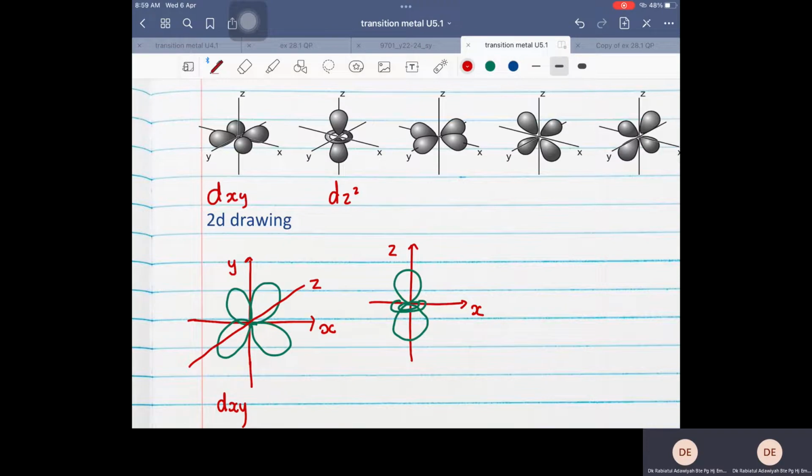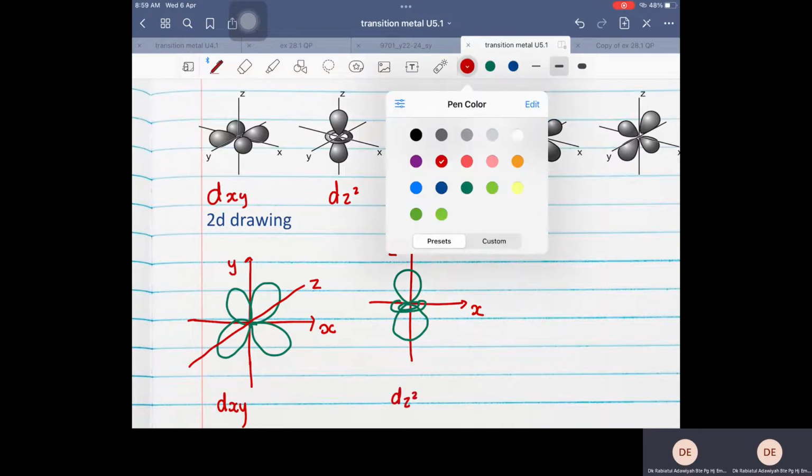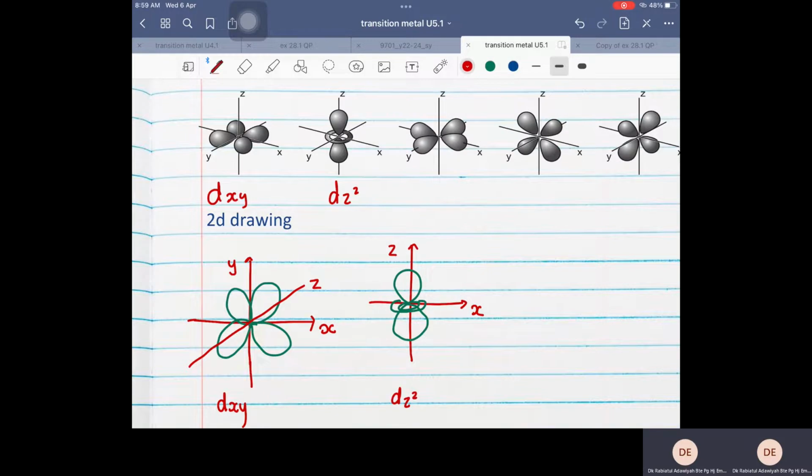That's my dz square. I am missing one axis. Who am I missing? Y. So then you just draw y. Always leave the diagonal axis last, because otherwise later you will get confused.